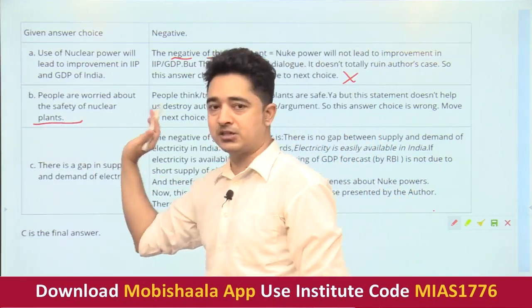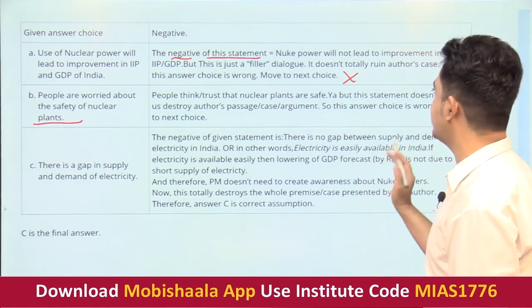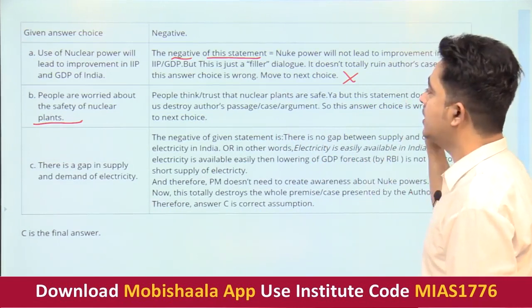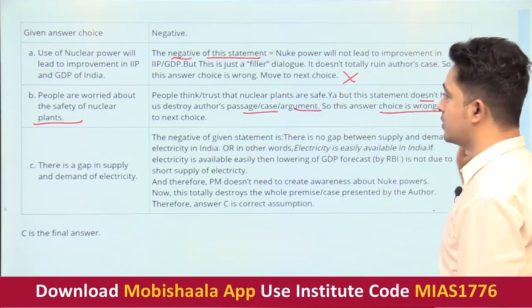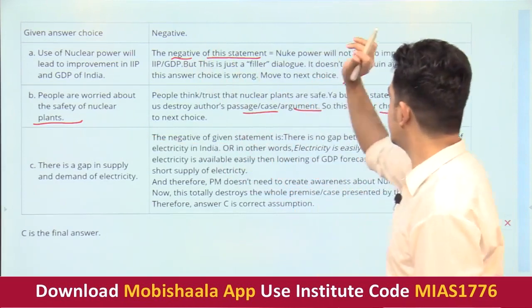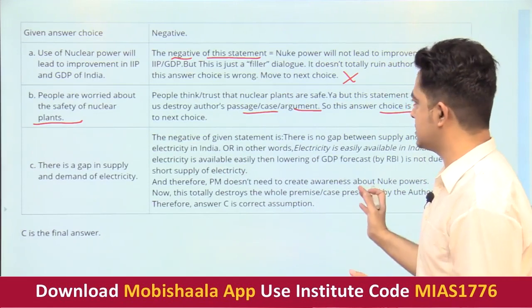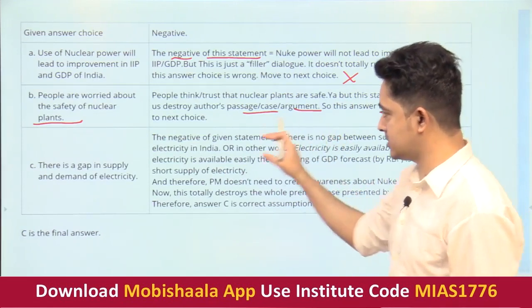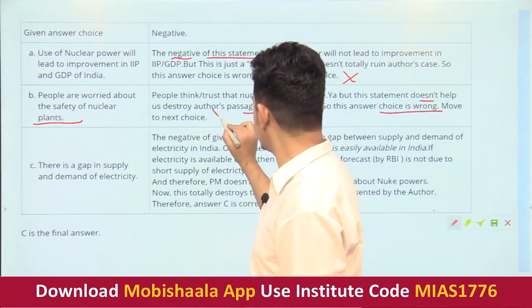This is the B option mentioned here. So the negative is that people trust that nuclear plants are safe. But this statement does not help to destroy the other passage's case or argument. So this answer choice is also wrong. People are worried about the safety of nuclear plants, I agree, but you have to understand this statement does not help us destroy the argument discussed in the passage about improving the GDP. So this could not be possible.